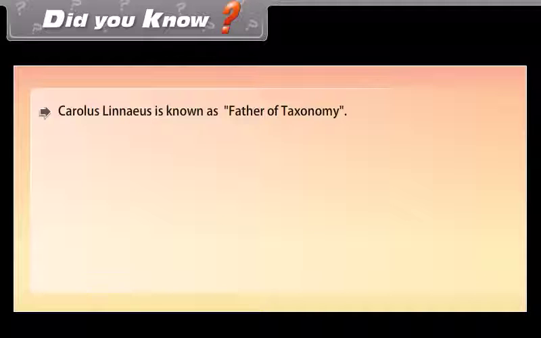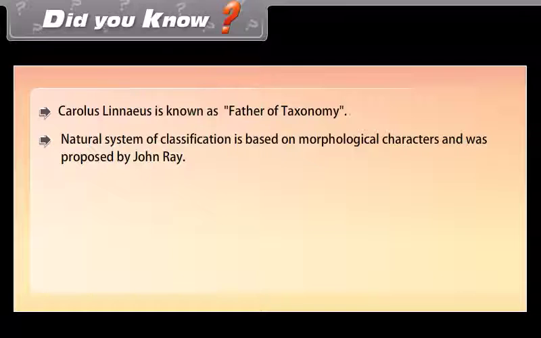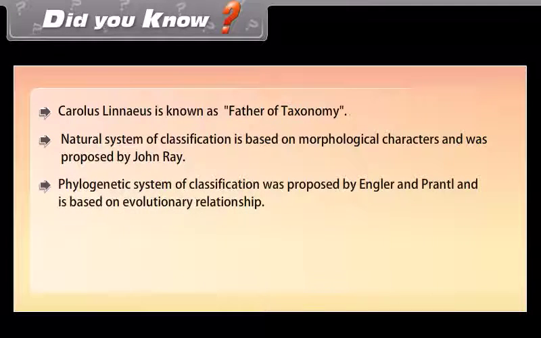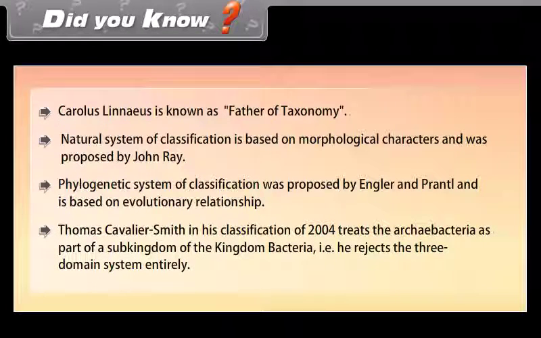Did you know? Carolus Linnaeus is known as the father of taxonomy. The natural system of classification is based on morphological characters and was proposed by John Ray. The phylogenetic system of classification was proposed by Engler and Prantl and is based on evolutionary relationship. Thomas Cavalier-Smith, in his classification of 2004, treats the Archaeobacteria as part of a subkingdom of the kingdom Bacteria. That is, he rejects the three-domain system entirely.